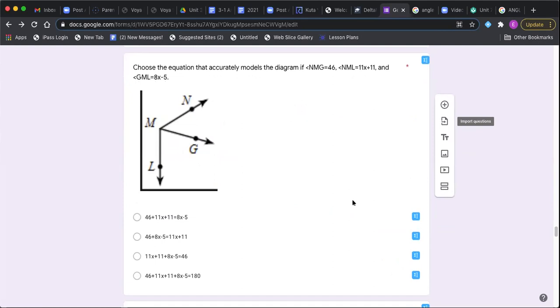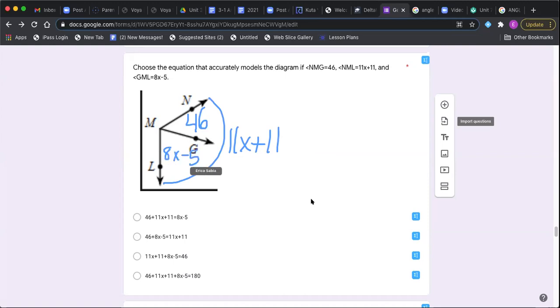Ooh, all right. So I highly recommend, especially for ones like this, please just copy this down on your paper. It is too hard to write the equation without literally drawing on this. So just write it on your paper and then fill in what they tell you. So let's see, NMG, that's this angle right here. They're telling me that that's 46. Okay, 46, got it. NML, that's the whole angle. That's 11x plus 11. And then they tell me GML is 8x minus 5.